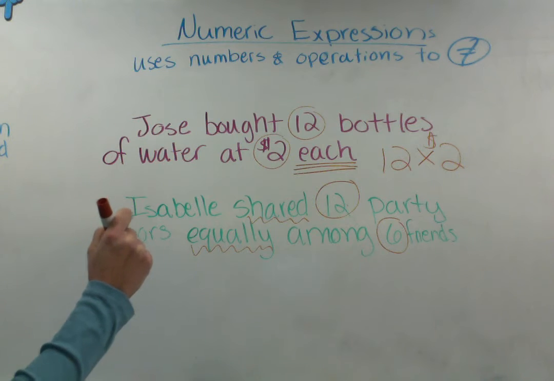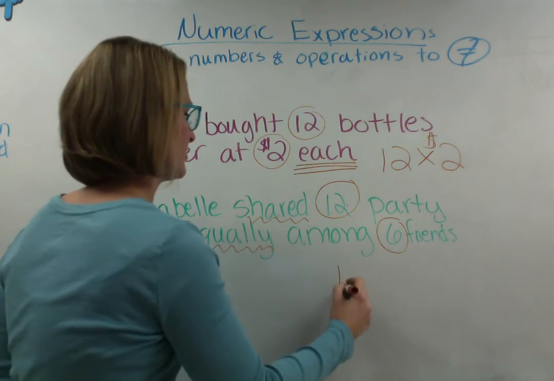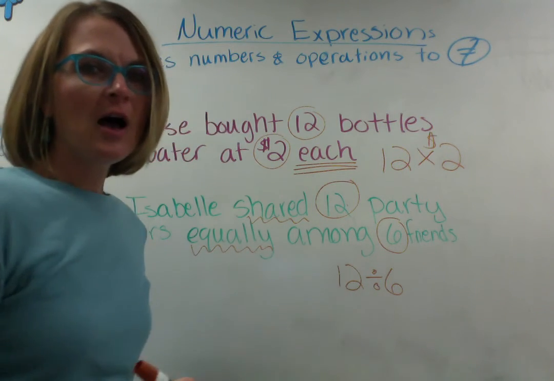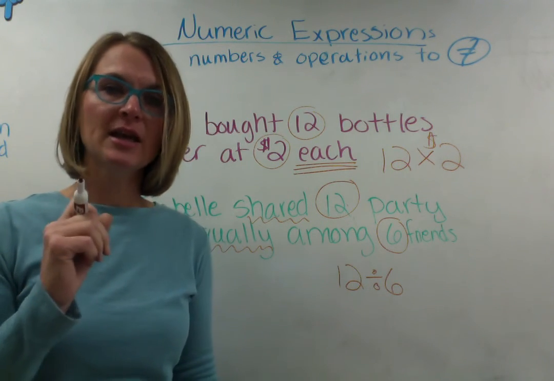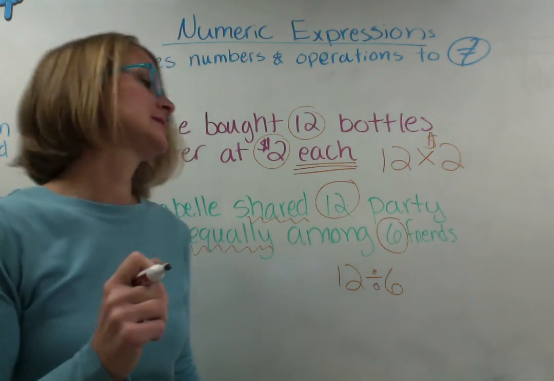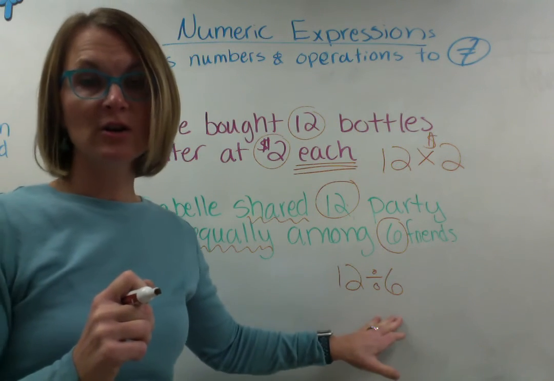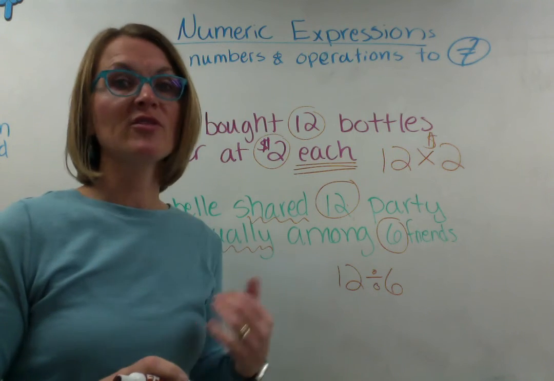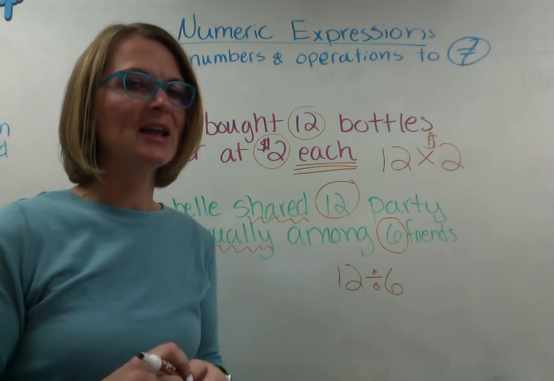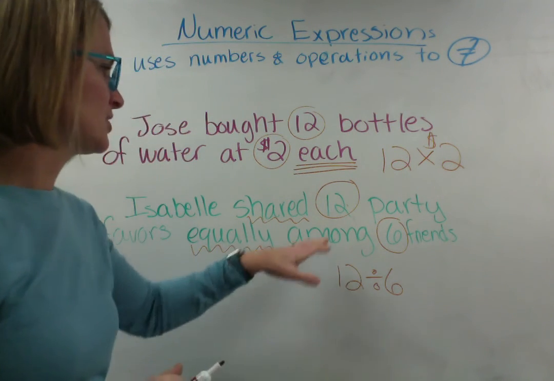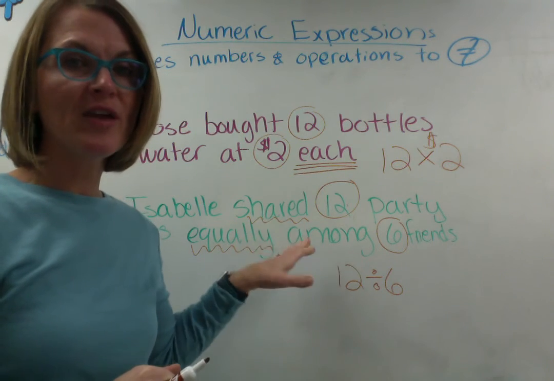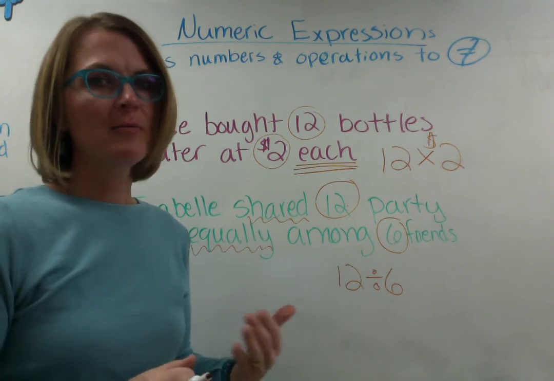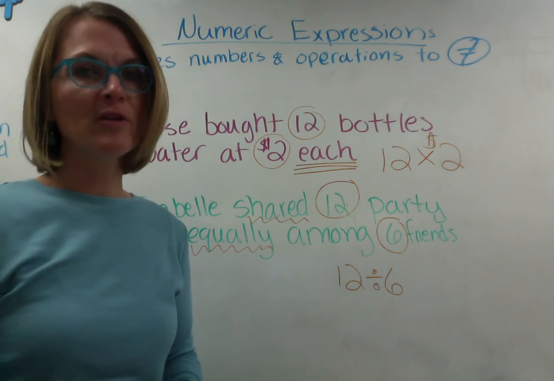Well, what is she sharing? She's sharing the party favors. So the 12 is going to go first and the 6 is going to go after. This is a really important skill, and don't think that just because the 12 is bigger, it's always going to go first, because eventually we're going to learn about times when the smaller number goes first when we're dividing. So it's really important to pay attention to the language and what the thing is that's being shared, and not always assume that it's the bigger number.